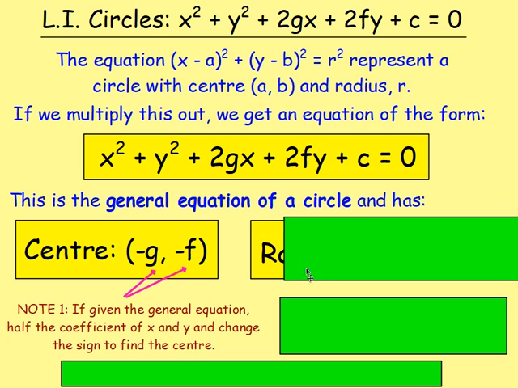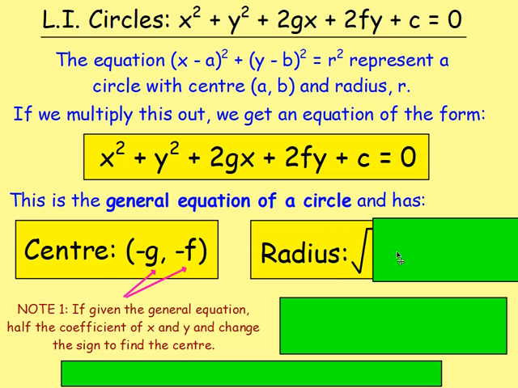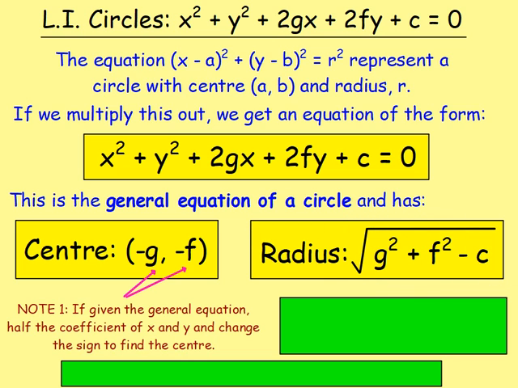What we also need to do though is get the radius. The way you get the radius is you will need these values of g, f and c, and then the radius is the square root of g² + f² - c. If you are wanting more of a proof on this, please just ask me in class. But this is how you would get it.